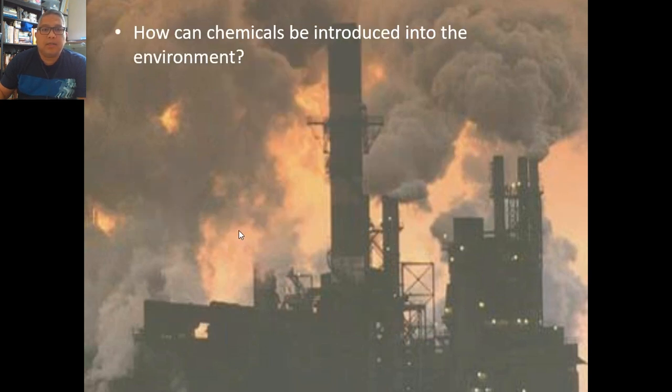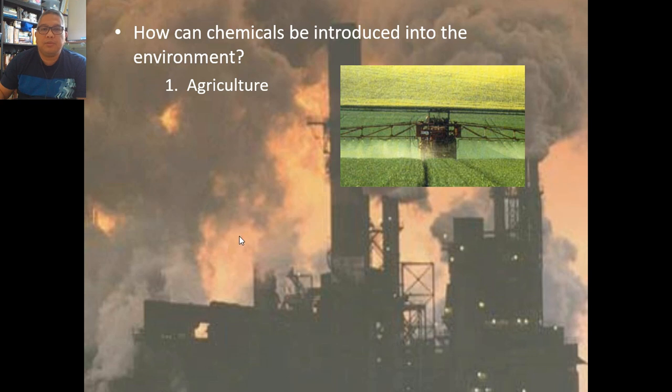So how can chemicals be introduced to the environment? Well, first is through agriculture. We all know that farmers will use fertilizers, and obviously they will use pesticides to kill the insects that will damage the crops.